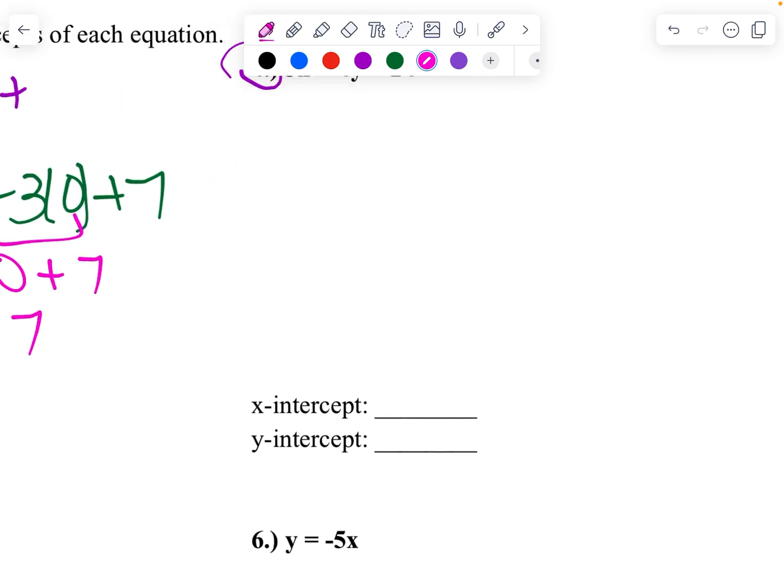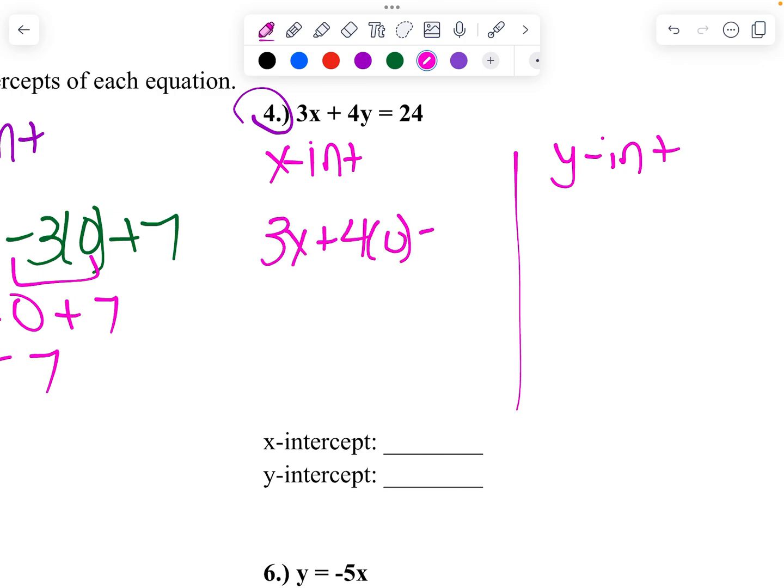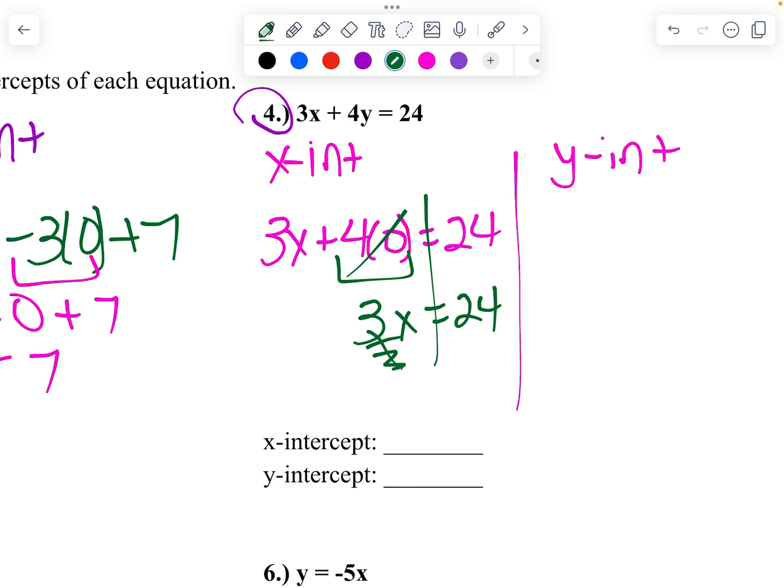And then number 4, same deal. I'm going to draw a line so I have workspace for my y-intercept and my x-intercept. So for the x-intercept, I'm going to replace my y with a 0. And now I'm going to solve for x. Well, anything times 0 is 0. So this becomes 3x equals 24. Divide by 3. I get x equals 8. So my x-intercept will be 8, comma, 0.